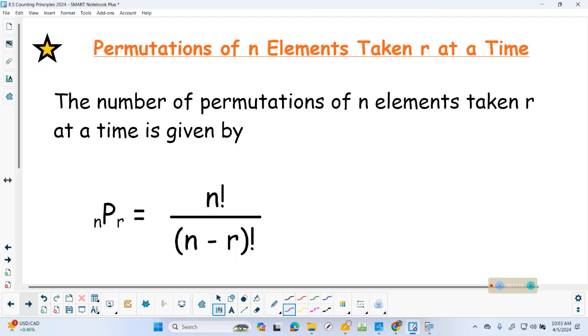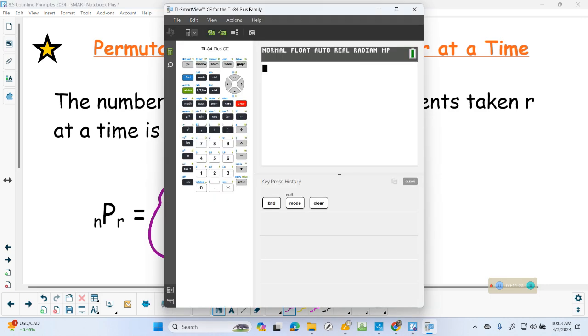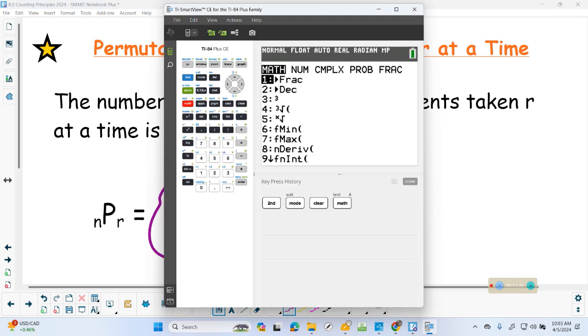Now, permutations given n at a time. So first up, here's the formula. I always honestly question, is it worth making you even write down the formula? Because we're gonna do this all in your calculator. So just a little quick review, math menu, that's under probability. Now, we've already used factorial. We've used number 3 in the past. We're going to use it again today. We're also going to start using number 2.